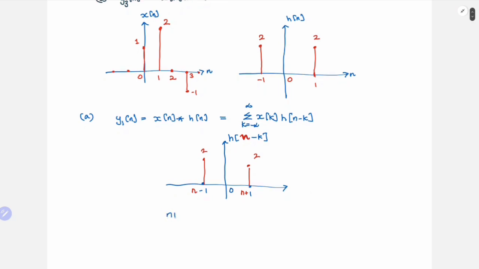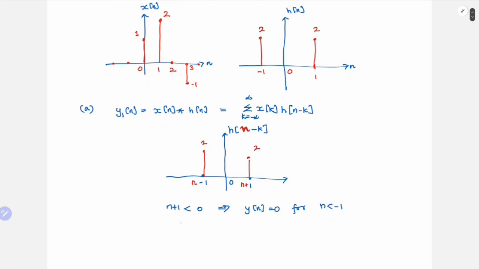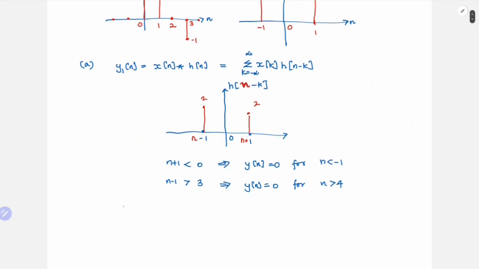First, considering if n plus 1 is greater than 3, there is no overlap, which implies y of n is equal to 0 for n less than minus 1. And if n minus 1 is greater than 3, still y of n will be equal to 0 because there is no overlap, and n will be greater than 4. So I need to find the values at 0, 1, 2 and 3.